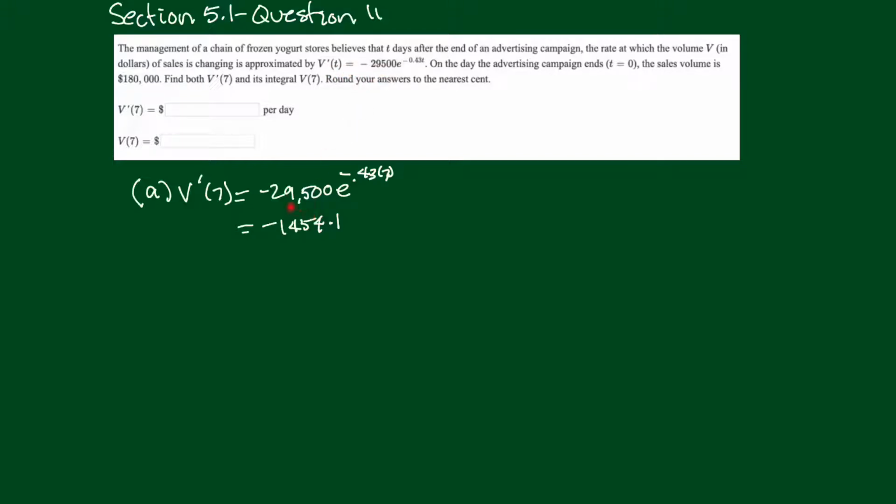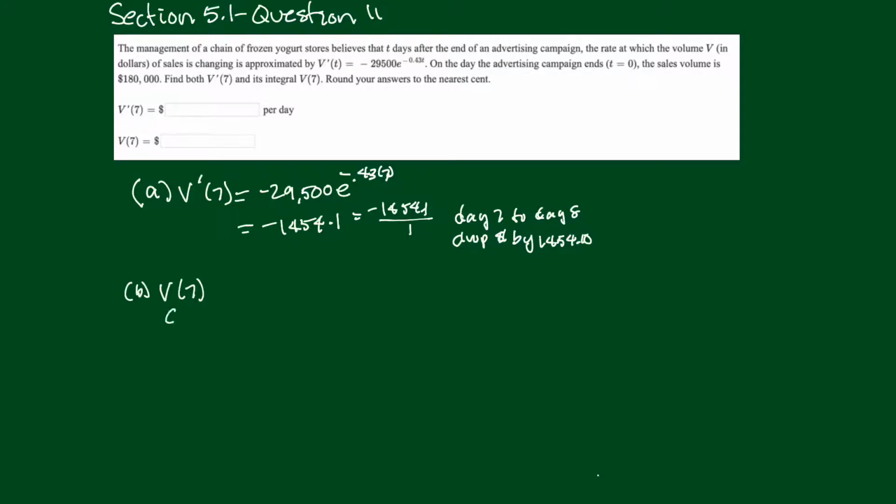So that gives us the rate at which the sales in dollars are changing. What this says is, let's write it as a fraction like we typically do, negative 1454.1 over 1. That means when we're 7 days out, as we go from day 7 to day 8, we can expect a drop in dollars by about $14.54 and 10 cents.